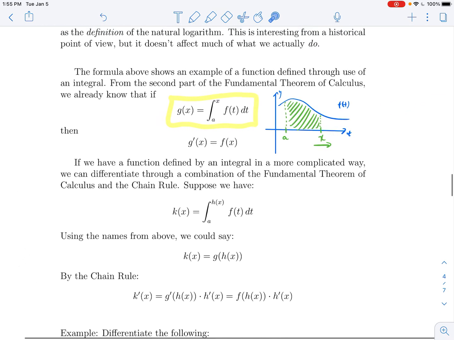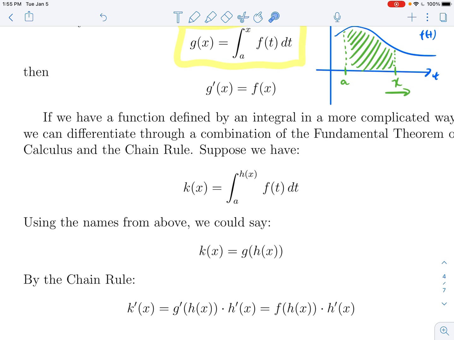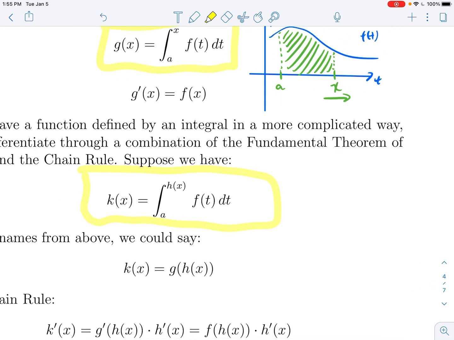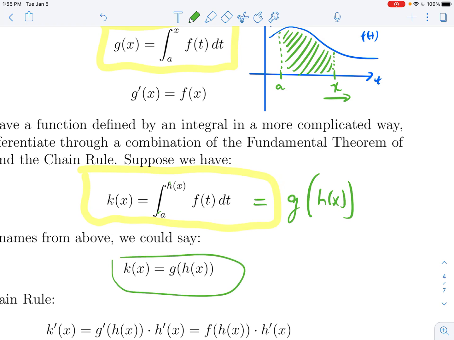Now, we can throw some wrinkles at this. Suppose that I have this function: k of x is the definite integral from a to h of x of f of t dt. Using this notation from before, k is g. G is basically my name for this function that measures the accumulated integral of f. But we're not measuring how much we get through x. We're measuring how much we get up to h of x. Start the integral at a and finish at h of x. That's what this is. So k of x is g of h of x. G is basically this function that does a definite integral, and h is some other function.